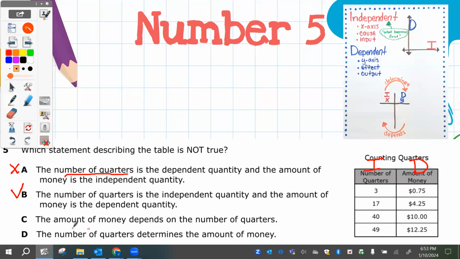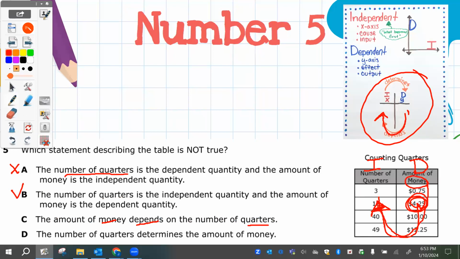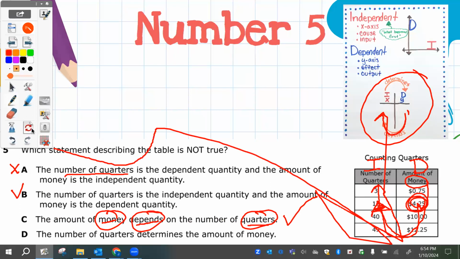C, the amount of money depends on the number of quarters. Well, let's look right here. You wrote that in your notes yesterday. I see the word depends. So we're saying that dependent depends on independent. So if I look over here, dependent depends on independent. So money depends on quarters. Money depends on quarters. So that is a true statement.